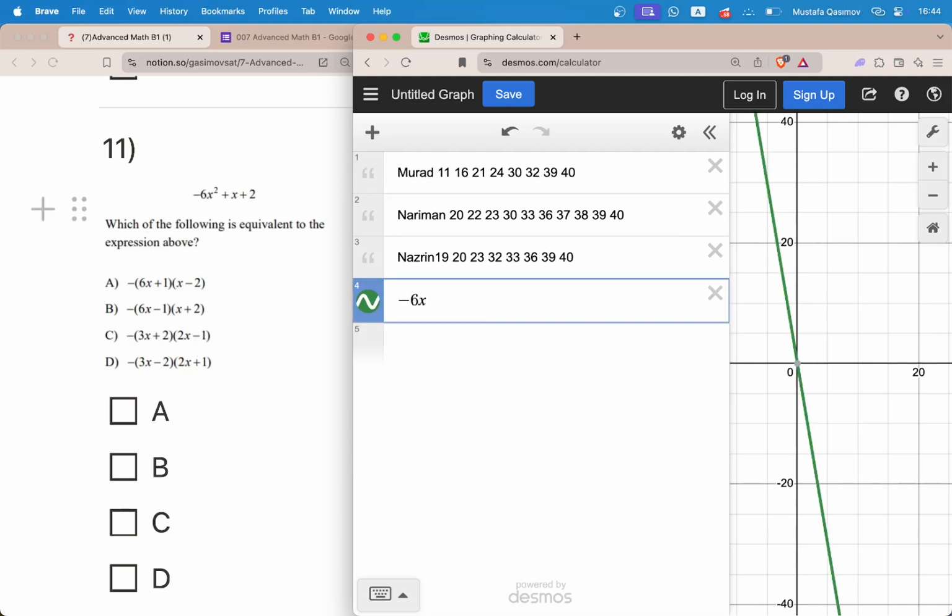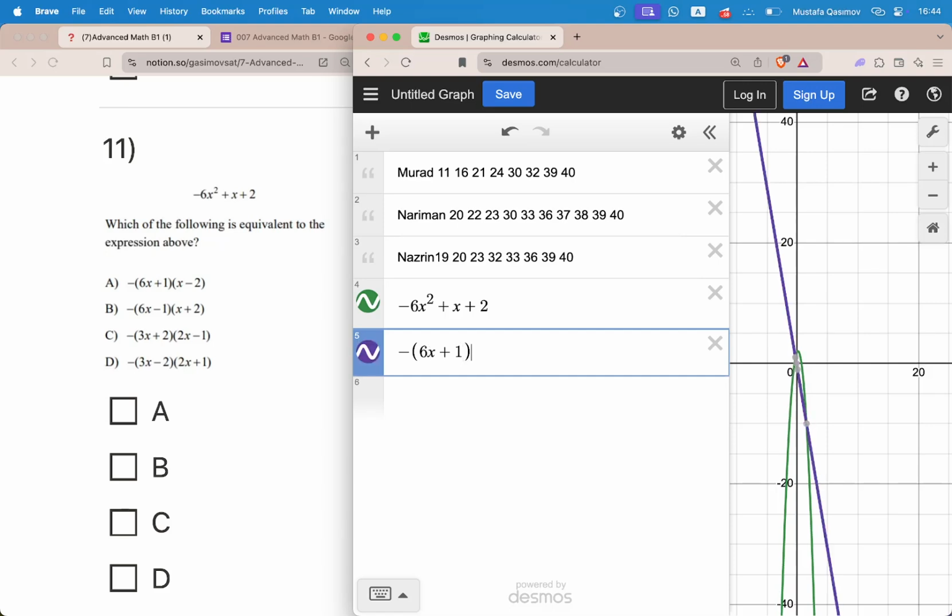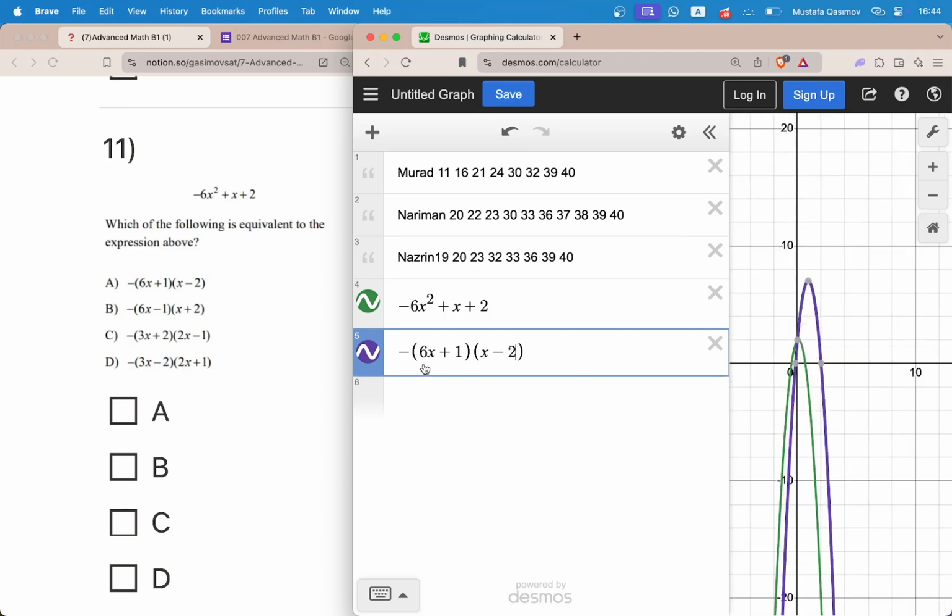Negative 6x squared plus x plus 2. Then let's look at a. For a, it will be like this. You can see that they are not same. So it means that it is not our answer. Let's look at b. It is negative 1. It is plus 1. Plus 2. It's also not same, so it is not correct. 3 minus 2. Let's look at d. 2x plus 1. So it is same. So answer is d. Did you understand, Murat?